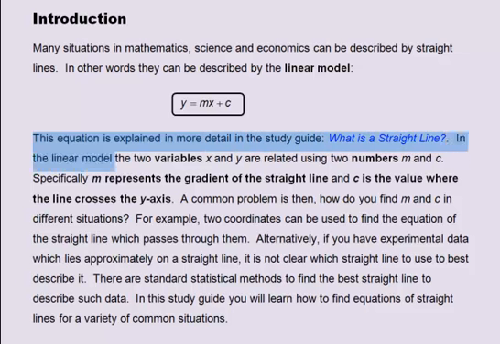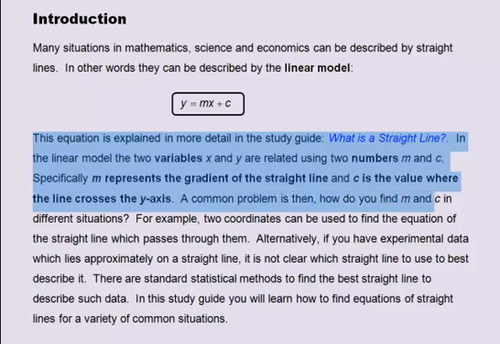In the linear model, the two variables x and y are related using two numbers m and c. Specifically, m represents the gradient of the line and c is the value where the line crosses the y-axis. A common problem is, then, how do you find m and c in different situations? For example, two coordinates can be used to find the equation of the straight line which passes through them.